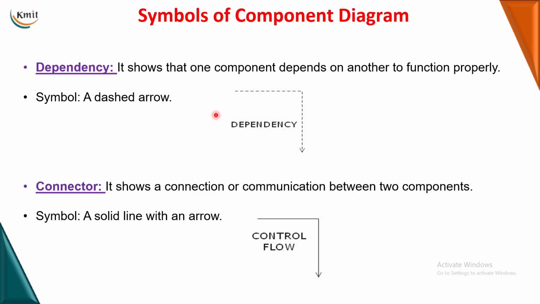Now let us see how two different components can be connected with each other. Two components can be connected with each other either using a dependency or using an association, which is called the connector. Dependency is nothing but when one component is dependent on the functionality of another component. Then you use a dependency, a dotted arrow mark, as you can see. A connector is used when you are connecting two components which have some communication with each other. Then you use a connector. It is a solid arrow mark, as you can see here.